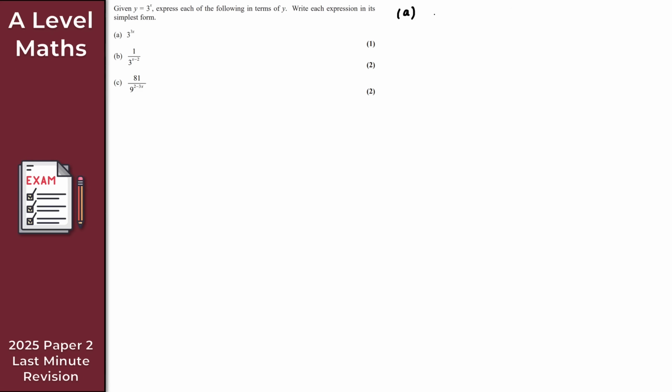So to get us started here, we have 3 to the power then of 3x. So using the laws of indices here, we can write this as 3 to the power of x all cubed. And we know then that 3 to the x here is simply y. And in that case then, we just get y cubed. Nice and straightforward there.